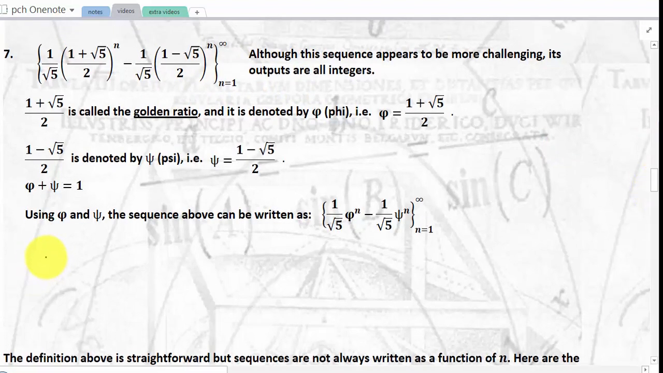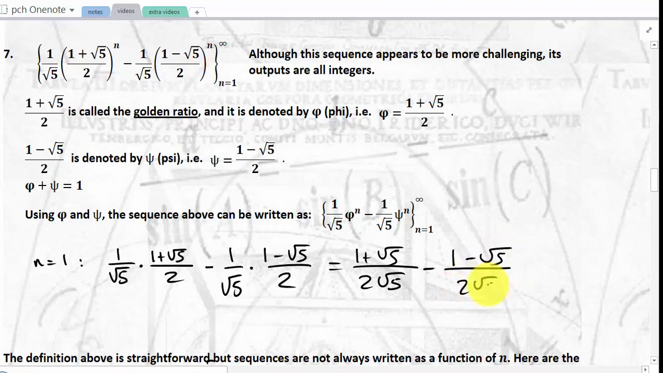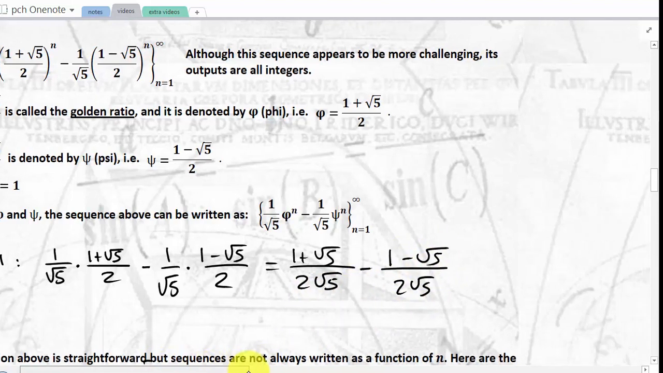So if n equals 1, what do we have? We have 1 over root 5 times 1 plus root 5 over 2 to the power of 1, right? So here, I don't need this. And then minus 1 over root 5 times 1 minus root 5 over 2. Okay, so what's that? This is 1 plus root 5 over 2 root 5 minus 1 minus root 5 over 2 root 5.